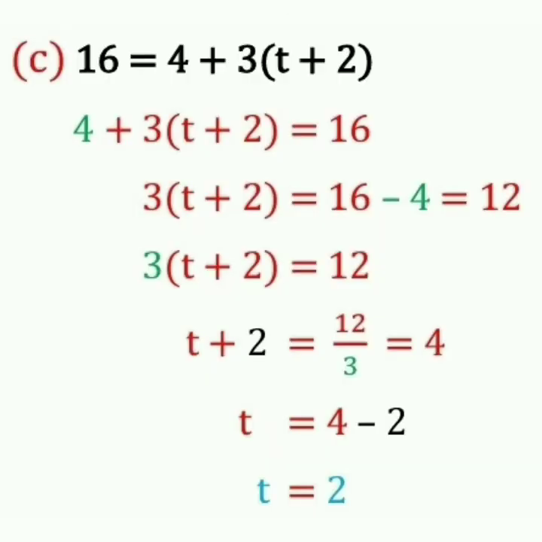C, 16 is equal to 4 plus 3 into bracket t plus 2 bracket close. Now again use the associative property. Therefore, 4 plus 3 into bracket t plus 2 is equal to 16. Therefore, 3 into bracket t plus 2 is equal to 16 minus 4 is equal to 12. Now transfer 3 from left to right. Therefore, t plus 2 is equal to 12 upon 3.